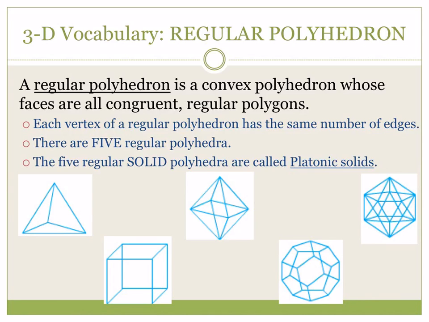All of these are called platonic solids. There are 5 of them. There are only 5 of them. There are no more than 5 of them. If you find another one, you might be famous. But you're not going to, I'm sorry. There really are only 5, okay? Each vertex of a regular polyhedron has the same number of edges. And then, like I said, there are 5 regular polyhedra. The 5 regular polyhedra are called platonic solids.